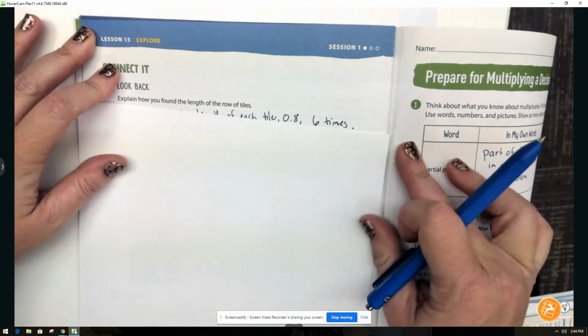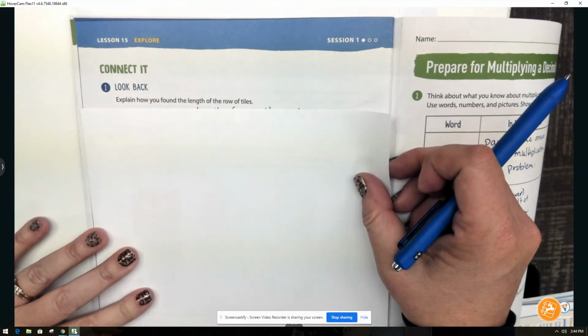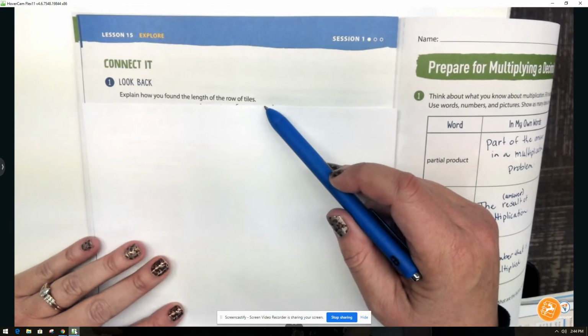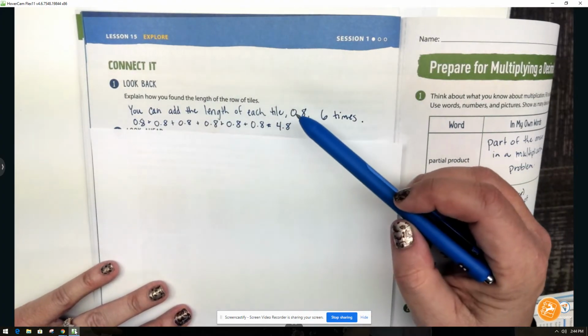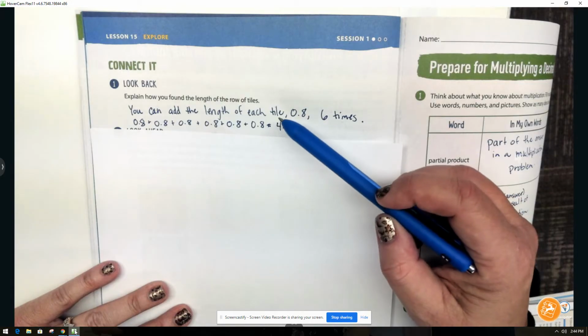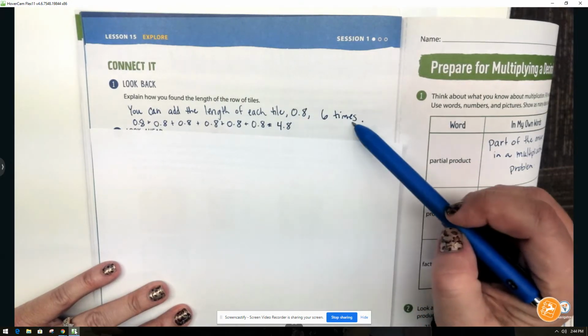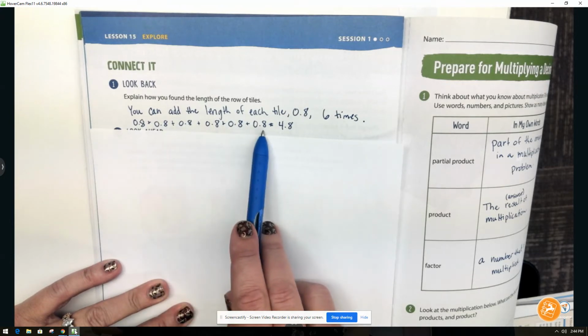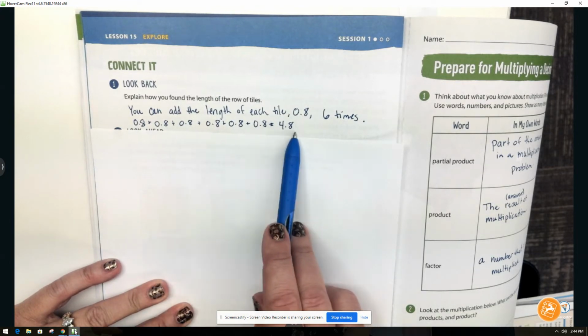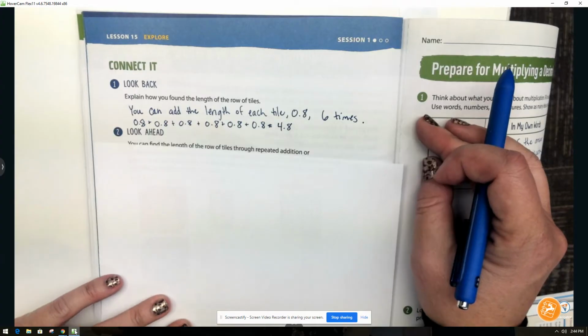On page 310, it says, explain how you found the length of the row of tiles. So the first strategy we used was you can add the length of each tile, which is 8/10. We could do that 6 times. So 8/10 plus 8/10 plus 8/10 and so on, 6 times equals 4 8/10.